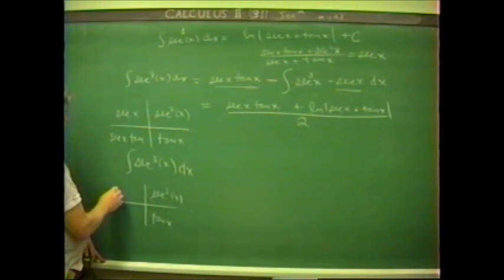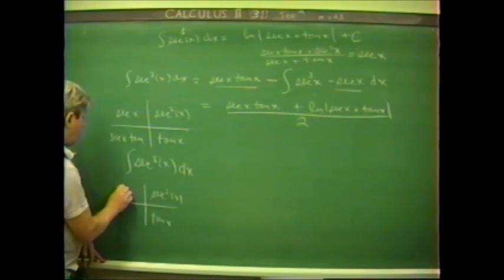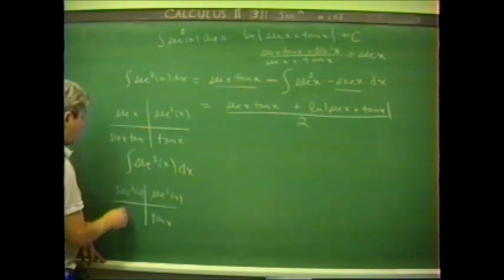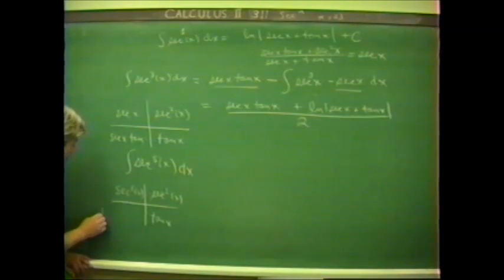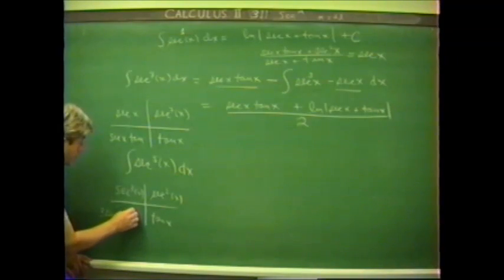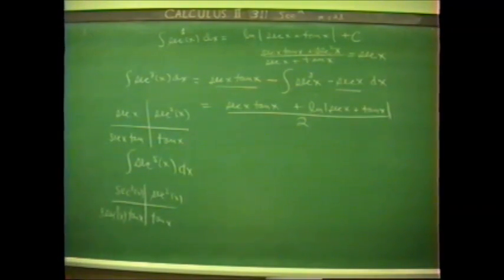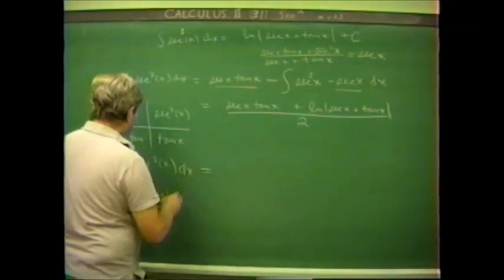And over here we're going to get secant cubed. And for the derivative of secant cubed, we have 3 secant squared times the derivative of secant, which is secant times tangent. So altogether we're going to have 3 secant cubed tangent. These are the parts.